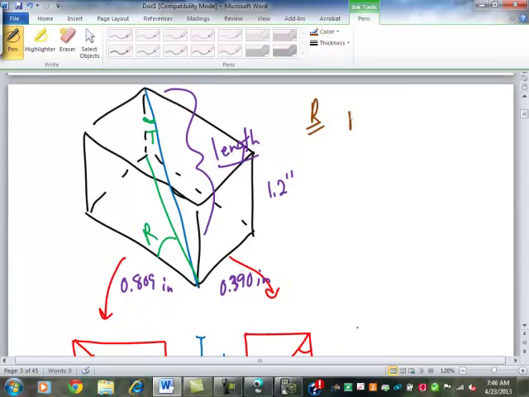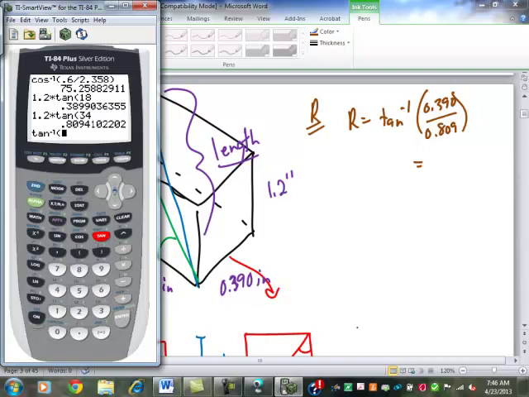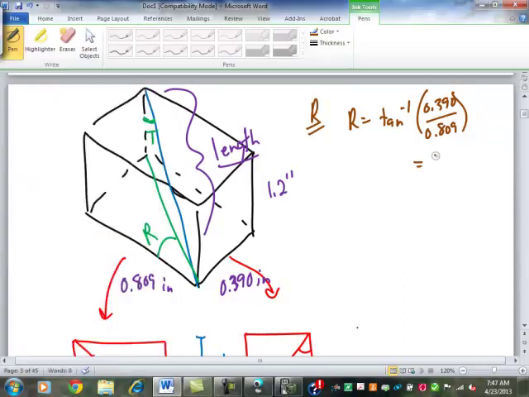R is just going to be the inverse tangent of 0.390 over 0.809. So second tangent, 0.390 divided by 0.809 gives us 25.74 degrees.